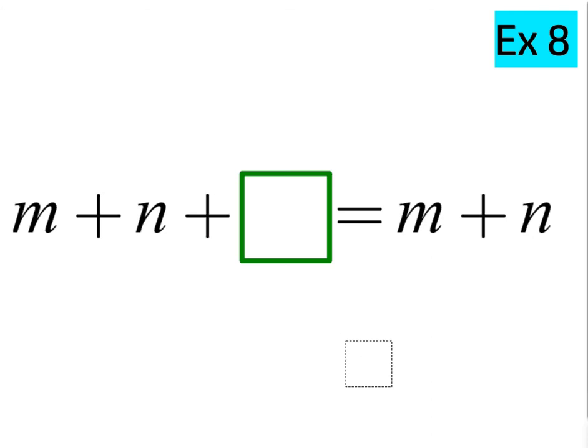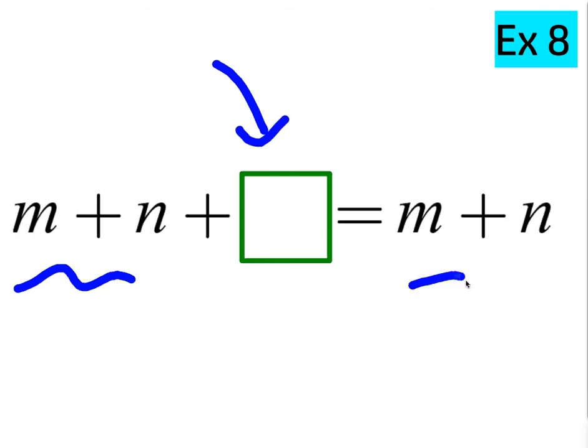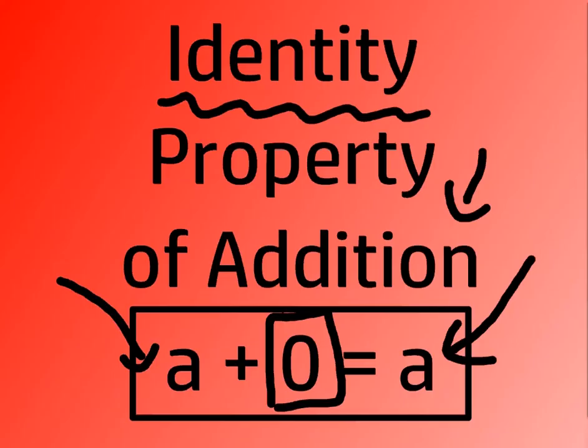One more. If I start with m plus n, what number would I have to add to stay at m plus n? And by now, hopefully, you've got a real good grasp on this. There's going to be one thing you could add to stay at m plus n, and that is 0. So this is called the identity property of addition, meaning if you take any number or any group of numbers and add 0 to it, you will stay with that same number or group of numbers.